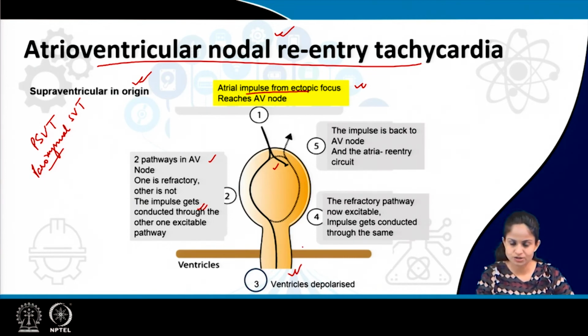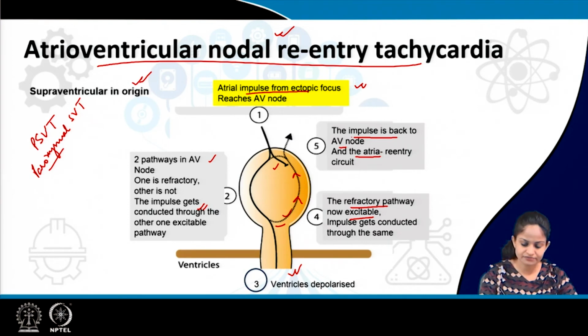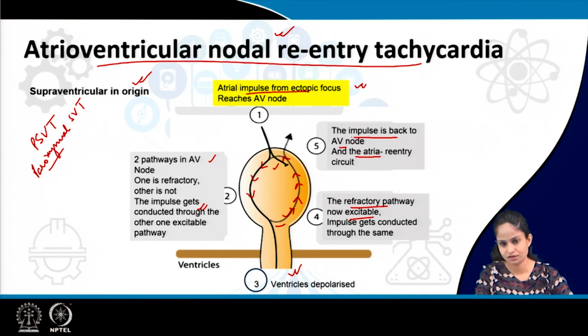But by the time it reaches the ventricles, the other cells become excitable. As I told you, the re-entry phenomenon needs excitable cells to occur, otherwise it will die out. So, the refractory pathway now becomes excitable, the impulse gets conducted through the same, it gets back to the AV node and the re-entry circuit. So, what is happening? This re-entry circuit is moving and moving. So, there is a wave front forming at the level of the AV node.